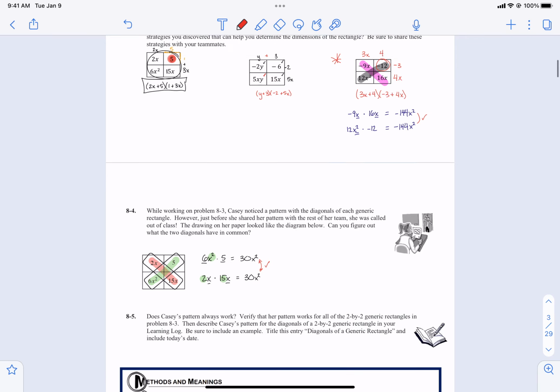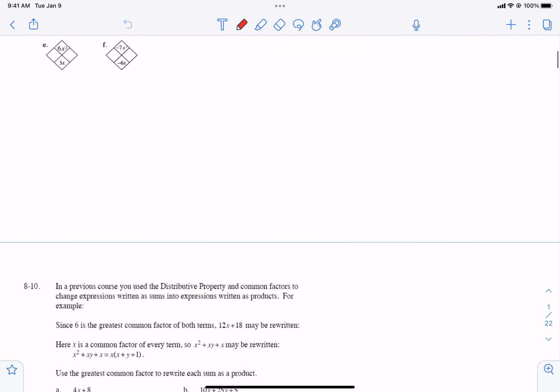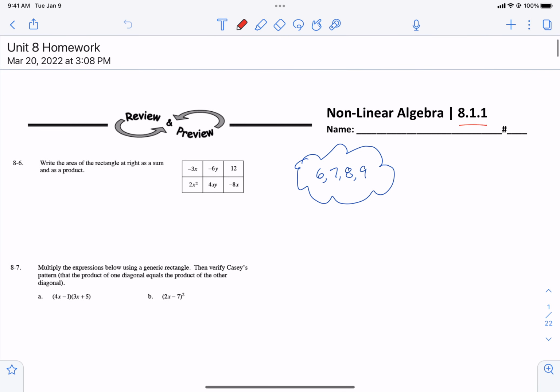Now, we're going to jump into the review preview. So if you're looking at the review preview, today you're going to be working on 8.1.1, and the problems you're going to be working on are 6, 7, 8, and 9.